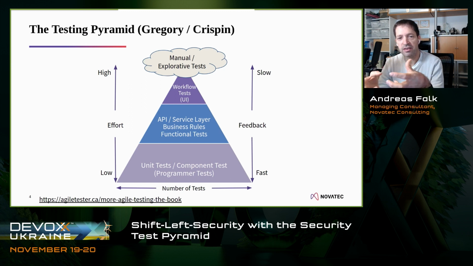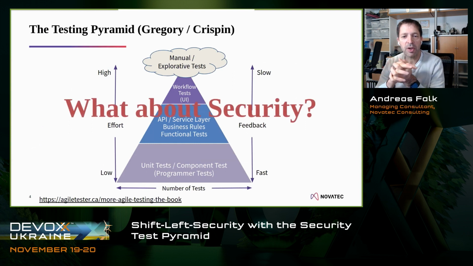These are the tests that are not running automatically. They require much human effort, so they are really expensive. It always needs humans to execute those tests, and these tests have really slow feedback again. So you should only have a really small amount of these exploratory tests.